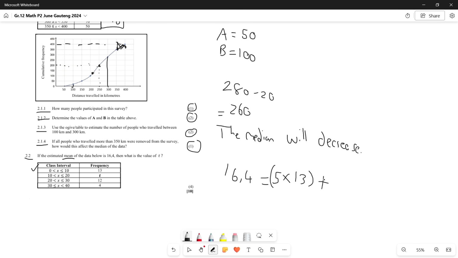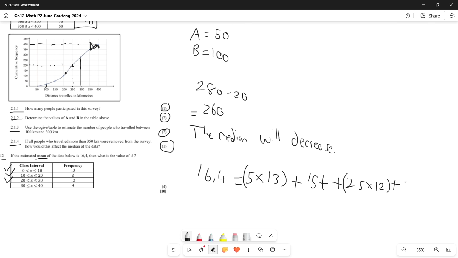Because the next row's midpoint between 10 and 20 is 15. 15 multiplied by t is 15t. So we're going to go ahead and write 15t. Then again, the midpoint of 20 and 30 is 25. 25 multiplied by 12 is the next value. And in the last row, the midpoint of 30 and 40 is 35. 35 multiplied by 4 is what we're going to write down.